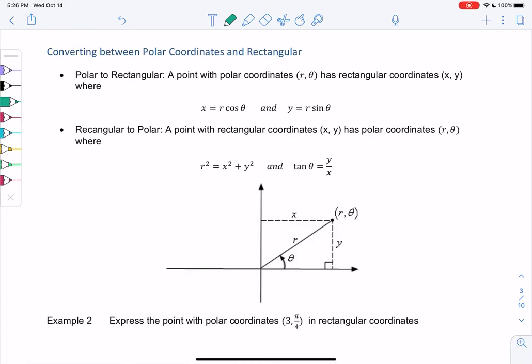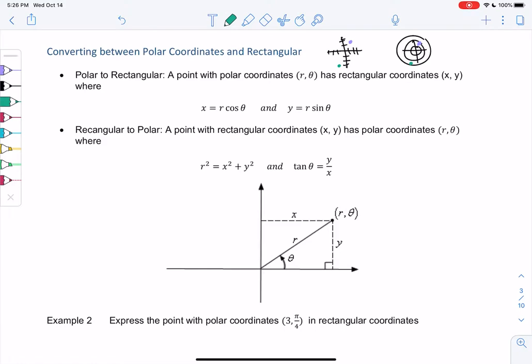All right, so let's convert. We're in section 8.1, converting between polar coordinates and rectangular. So going back and forth between the rectangular world and the polar world. This point could be measured in x, y, and this point could be measured in r, theta, but they're the same point. They're just kind of measured in different worlds, right? Down here would be the same point as like down here. So they represent the same points. You're just kind of getting there through a different path.